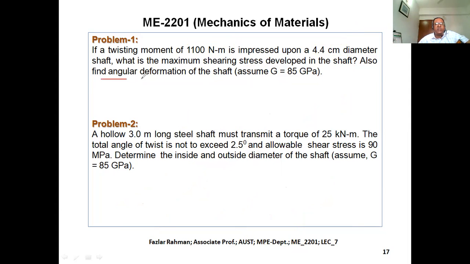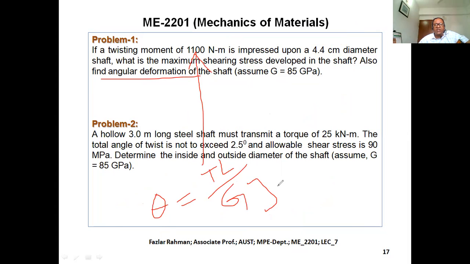But next thing you need to figure out angular deformation, value of theta. What is our formula? Theta equal to TL divided by GJ. T we know, 1100. J we can figure out because diameter is given. Value of G given. What is left? L is not given. So one thing remember, this theta will come out in radian, then you need to convert in degree. Okay. So they said angular deformation, but length is not given.